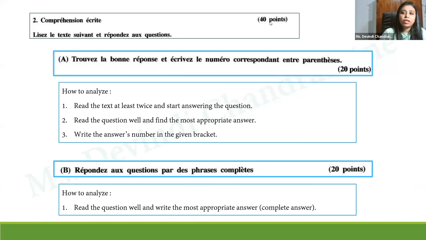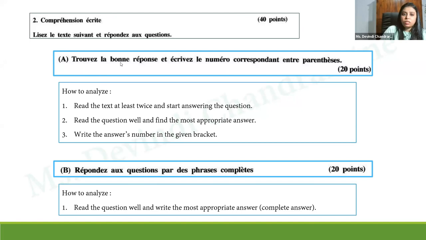When you divide it by two, it's 20 marks. So it's a big deal. Remember to tackle this question well. I'm going to give you some of the tricks that I have used and that I teach my students. In this comprehension writing part, you will again be given two types of questions.